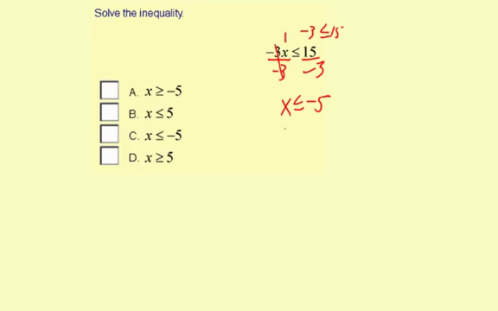Let's try the bottom inequality. 1 less than or equal to negative 5. Well, the problem is 1 is not less than or equal to negative 5. 1 is greater than negative 5. So there's a problem here with this little process.